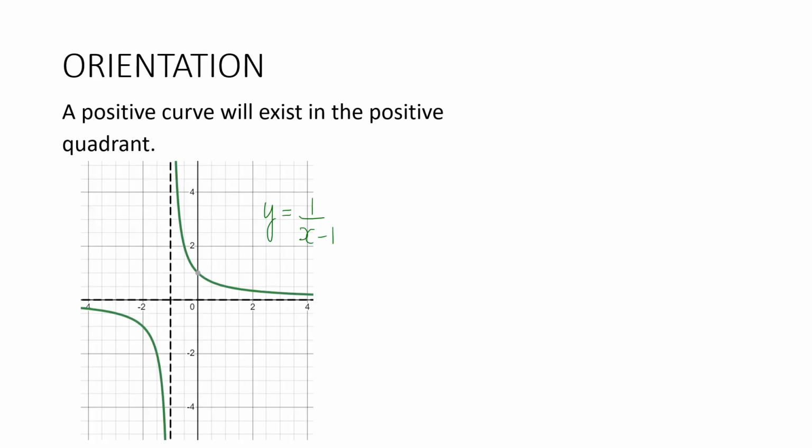Let's have a little chat about direction or orientation. We have positive curves and negative curves. A positive curve is going to exist in the positive quadrant, which is this first quadrant here. And the way to tell from a function if it is positive or negative is to look at the highest power of x and to see what sign it has. So this is a positive curve.